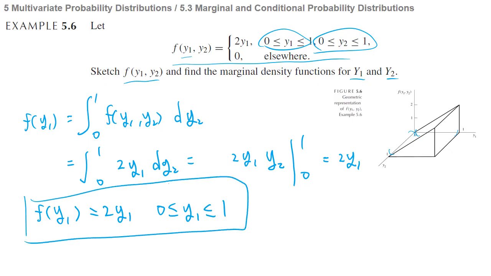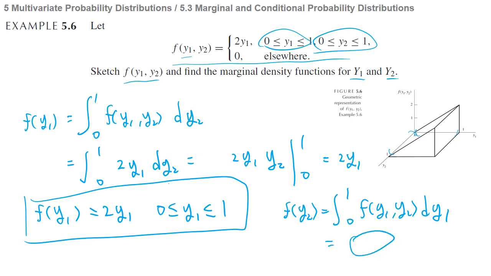And for y2, f2(y2) is the integral from 0 to 1 of f(y1, y2) dy1. I will leave it to you students to calculate it by yourself and check the result with the answer sheet from the textbook. Okay, thank you and see you next week.